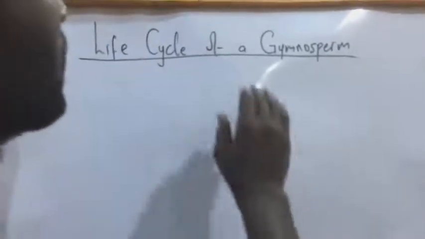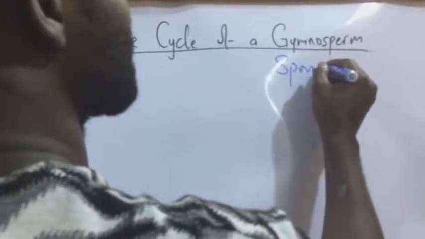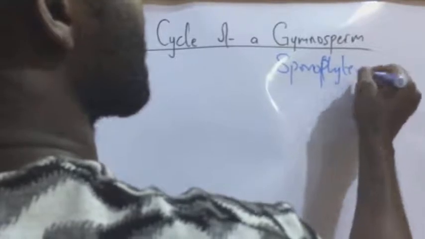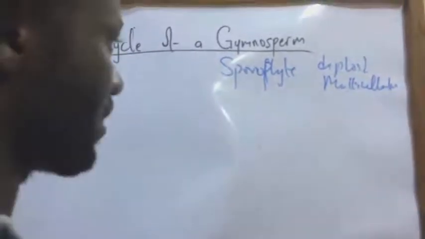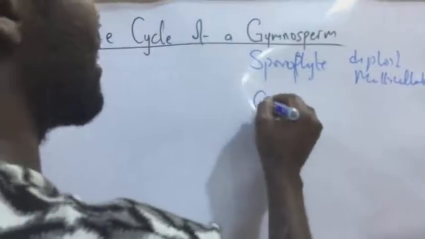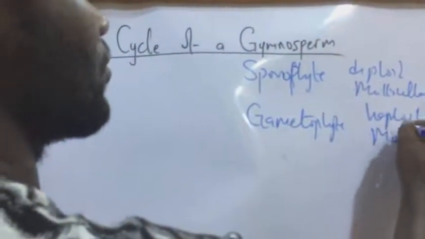In this video, I'm going to talk about the life cycle of a gymnosperm. The first thing to know about the gymnosperm life cycle is that it has two stages. The first stage is the sporophyte. It is diploid and multicellular. We also have the gametophyte. It is haploid and it is also multicellular.